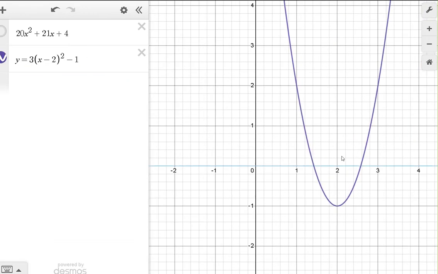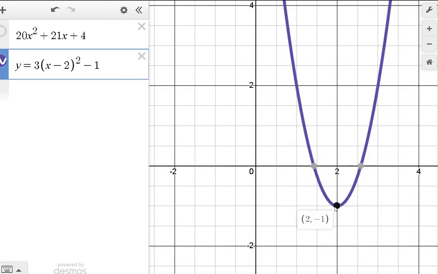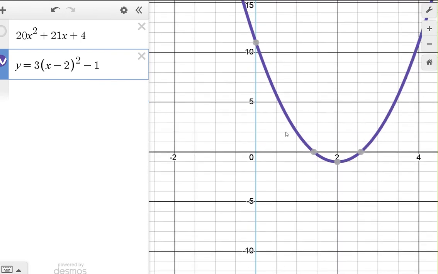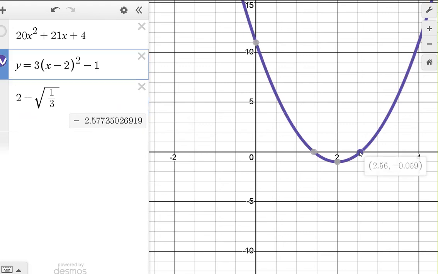And there's several things I want to confirm. So one of the things I wanted to confirm was the vertex. So let's take a look at the vertex. Oh, (2, -1), just like I thought. How about the y-intercept? Oh, beautiful. (0, 11). Great. Now this last part is something Desmos can't give you, but you can confirm something. I can confirm that 2 plus the square root of 1/3, oh, that's about 2.577. Oh, nice. We nailed it.